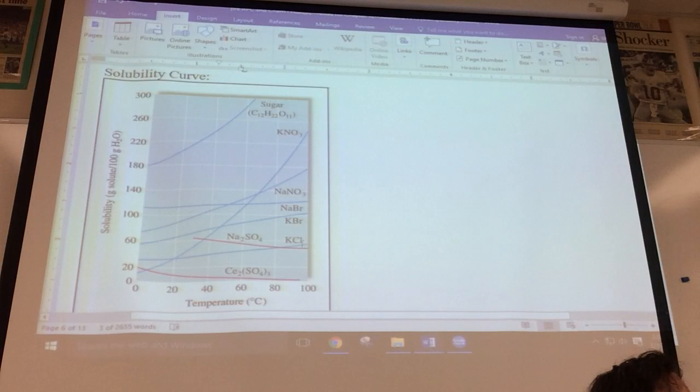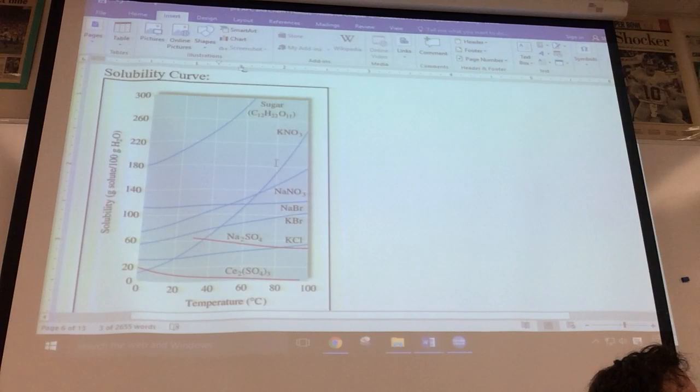If we look here, at 40 degrees Celsius, how much potassium nitrate will dissolve in 100 grams of water? About 70 grams per 100 grams of water. At 80 degrees Celsius, how much potassium nitrate will dissolve in 100 grams of water? About 170. So how much would dissolve in 200 grams of water?